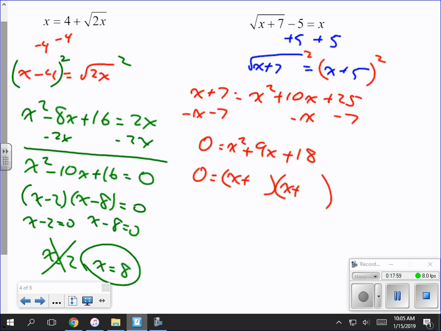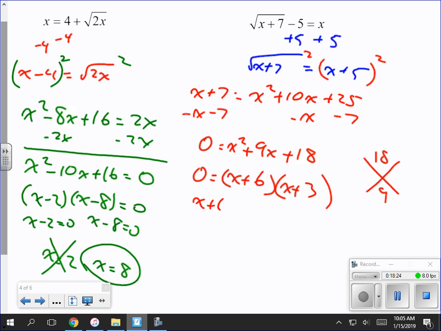Two numbers that multiply to give me 18 that add to give me 9. What are my factors of 18? 6 and 3, that's what I mean. Remember, you can always set this up. Do the same thing. You can always use that. I don't care. It's not going to do every single step every single time. But you can always set that up if you need to.